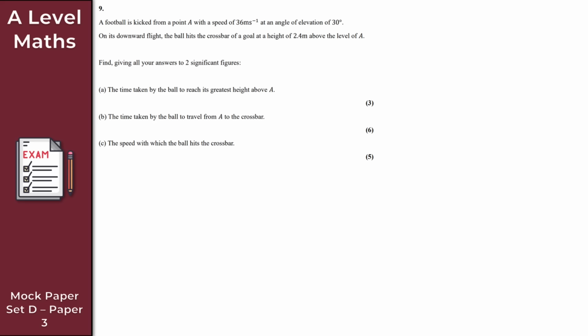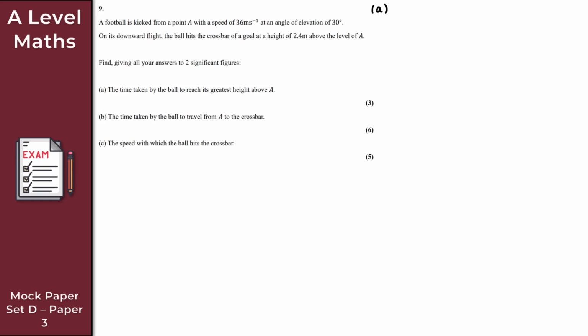Now moving on to the next question, question 9. What we've got here is a football that's kicked from a point A with a speed of 36 meters per second at an angle of elevation of 30 degrees. On its downward flight, the ball hits the crossbar of a goal at a height of 2.4 meters above the level of A. For this question, we want to find the following 3 things, giving all our answers to 2 significant figures. So for question 9, part A, let's start right at the very top.